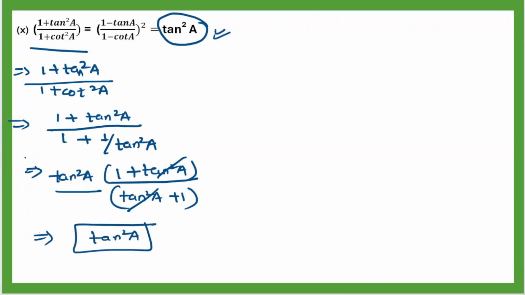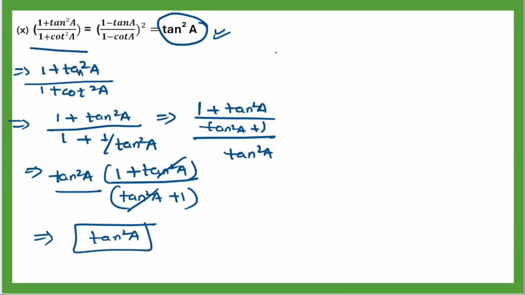Here also the format is forming. 1 plus tan square A divided by, you will get tan square A plus 1 whole divided by tan square A. Now you can write it as A divided by B divided by C.